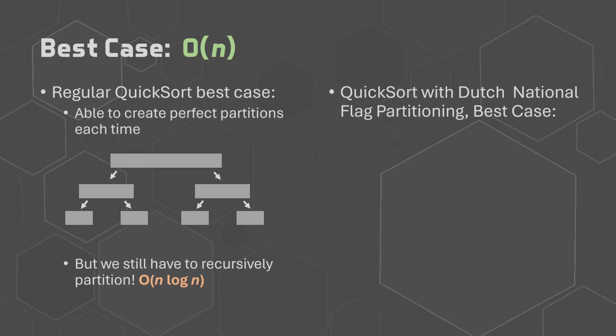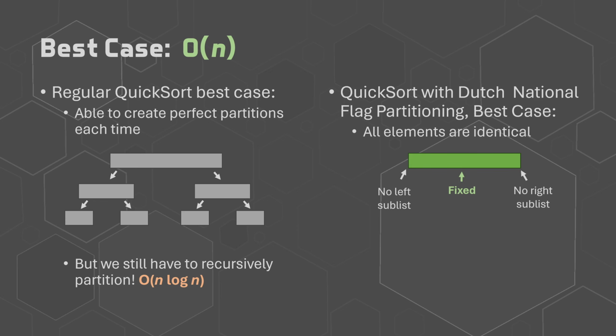However, if you're using Dutch national flag partitioning, the best case is now when all the elements are identical. Notice, this used to be the worst case, right? But again, with this new attempt at partitioning, we are not afraid of duplicate elements. In fact, this becomes the best case because now we get to fix all our elements, giving us no left sublist and no right sublist, and no more recursion or computation required. We can terminate immediately after one pass, making the best case now O(n). The big O notation has actually improved.